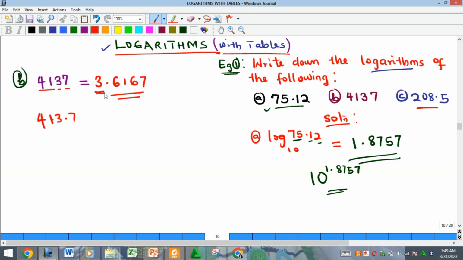It is only the characteristics that will change. So in this case, my characteristics is going to be 2 because the whole number before the decimal point is 3 digits. So if I remove 1 from it, I will get 2. And then my mantissa will still be 41 under 3 difference 7, which will still give me 6167. Please take note of that.